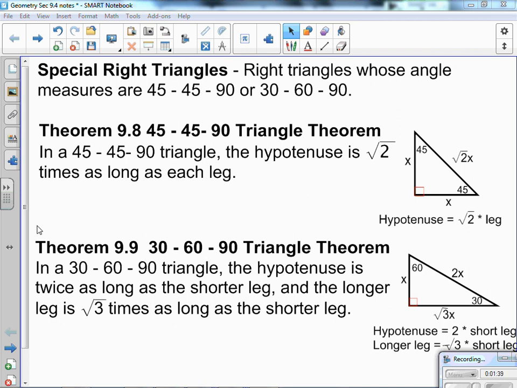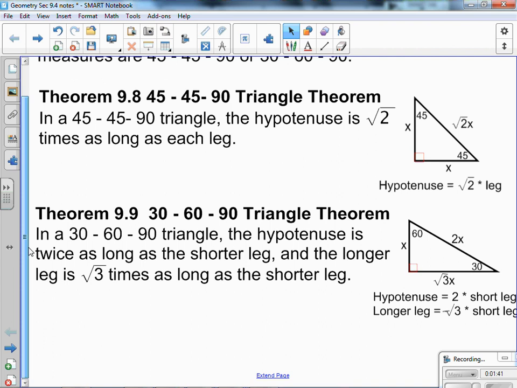And then for a 30-60-90 special right triangle, the legs are different lengths, and basically all the other sides are based off of the short side, or the short leg of the right triangle. So the hypotenuse is twice as long as the shorter leg, and the longer leg is the square root of 3 times as long as the shorter leg.